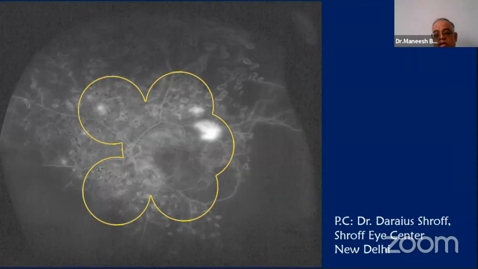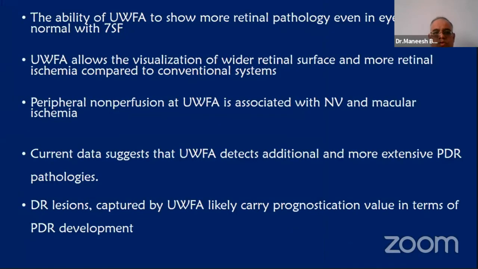This is an image by Dr. Darius Shroff, which gives us an idea of how wide the field can be and how many lesions we are missing with just the central 7 subfield images. So we can see a whole lot of peripheral CNP areas, which are not lasered. It gives us the ability to show more retinal pathology in the eye than is judged by 7 subfields.